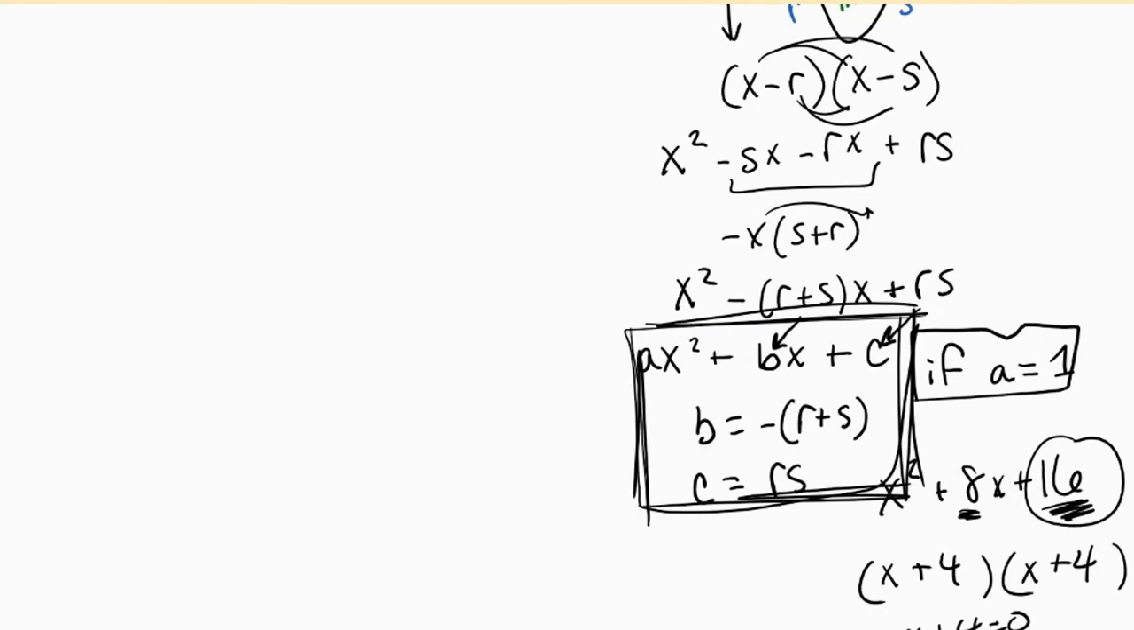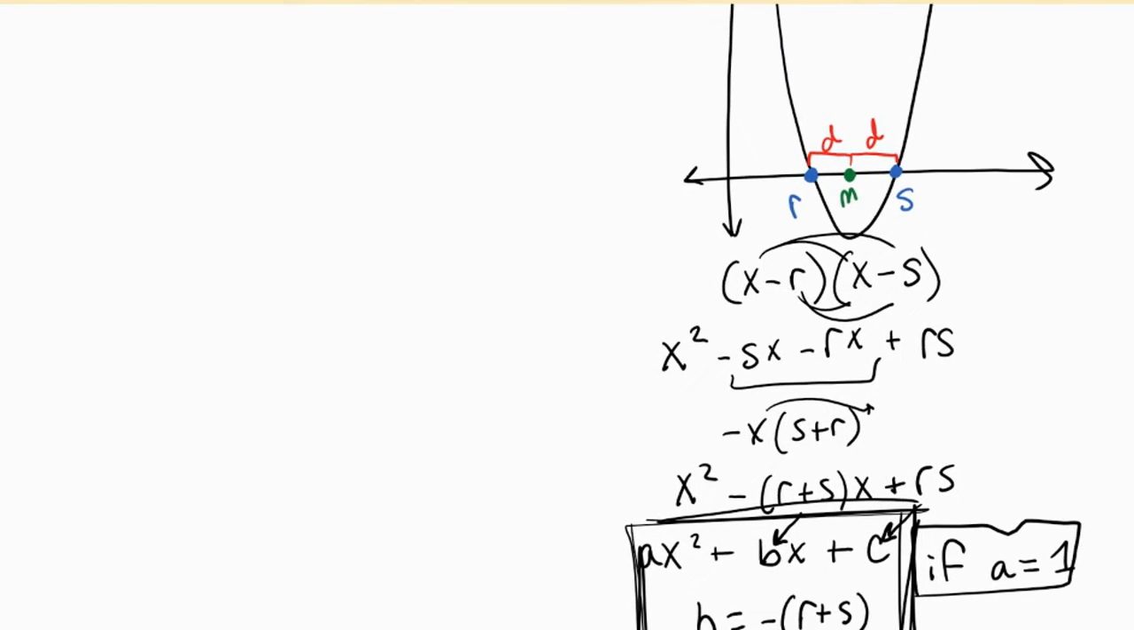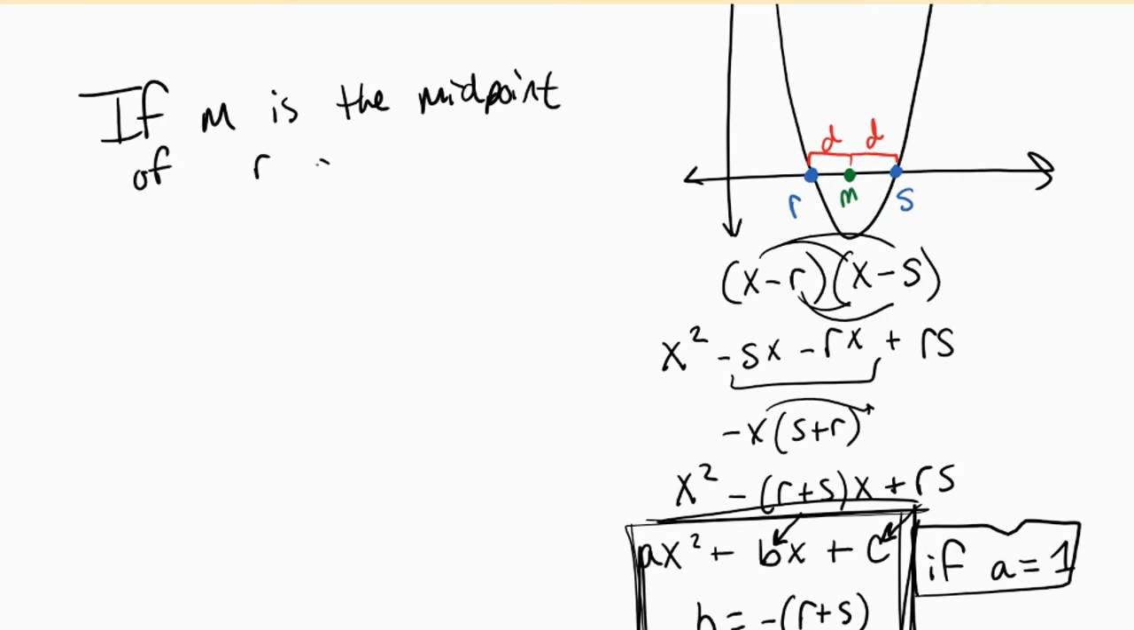All right, now, building from that understanding, if M is the midpoint of the roots R and S, then something that has to be true is that M has to be equal to the average of the roots, right?